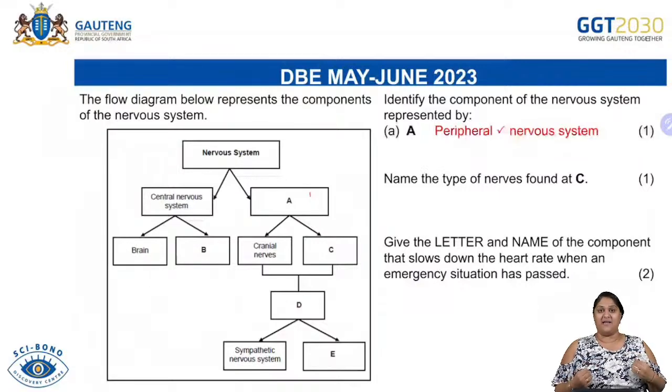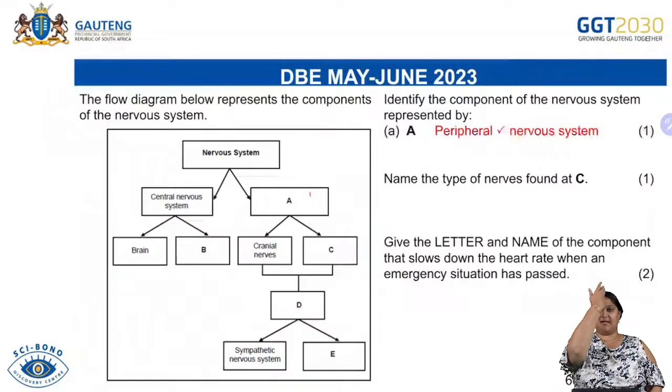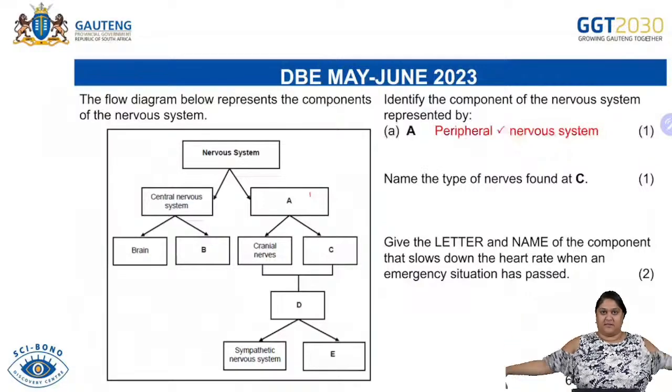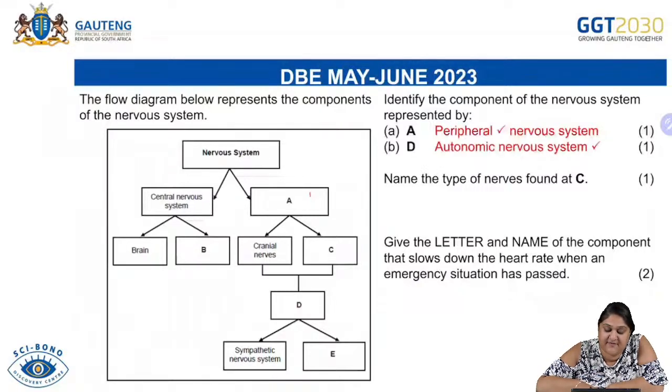Okay, so how I remember it, central nervous system is in the center. So if I draw a line to the center, it's the brain and the spinal cord. Okay, and then the peripheral nervous system are these. Okay, so it's the ones that are extending from the spinal cord out to the rest of the body. That's your peripheral nervous system.